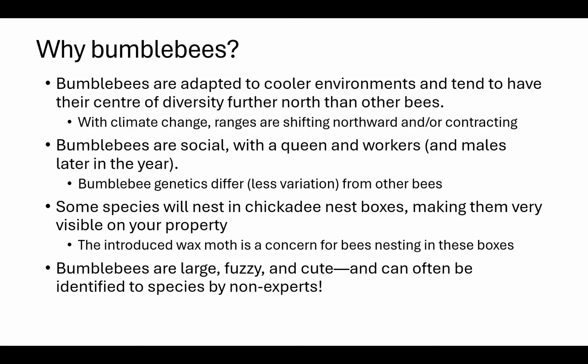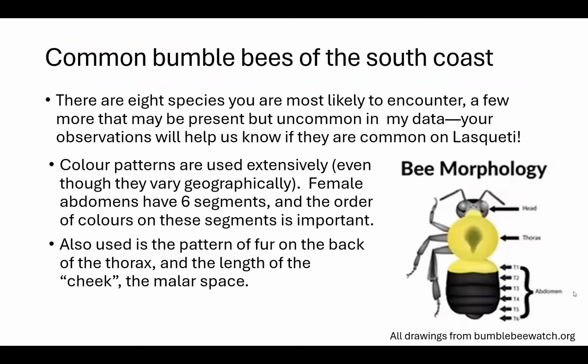They're social, they have a queen and workers. Later in the year, they'll make males. And so because of this social structure, their genetics differ from other bees like mining bees. Some species will nest in chickadee nest boxes, which makes them very visible to people who garden. But in those situations, there's an introduced wax moth pest, which has transferred from honeybees to bumblebees, and it can be a concern for bees in those boxes. And they're also just really charismatic. They're large, fuzzy, and cute, and so they can often be identified to species even by non-experts.